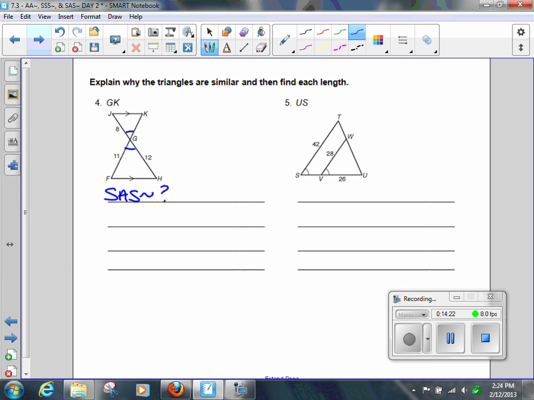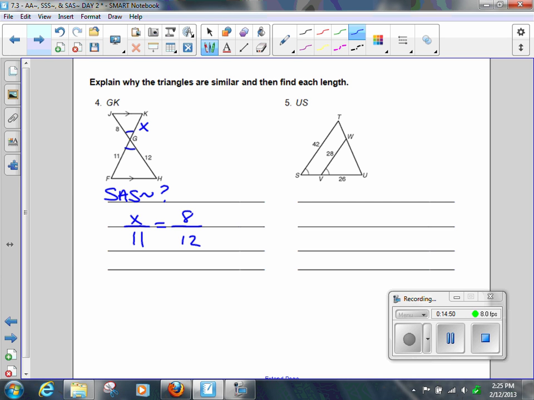I don't really need to find JK. What? KG. How am I going to find KG, Dennis? I'm going to call it my X. If they're similar, how? Set it up. X over 11. Now if he goes in that order, X over 11, then you have to go in 8 over 12. Good, y'all.